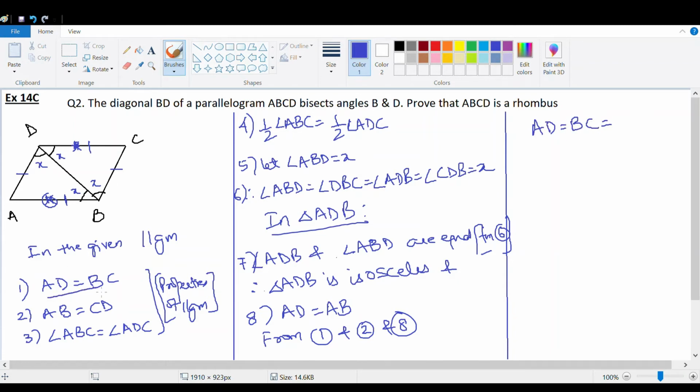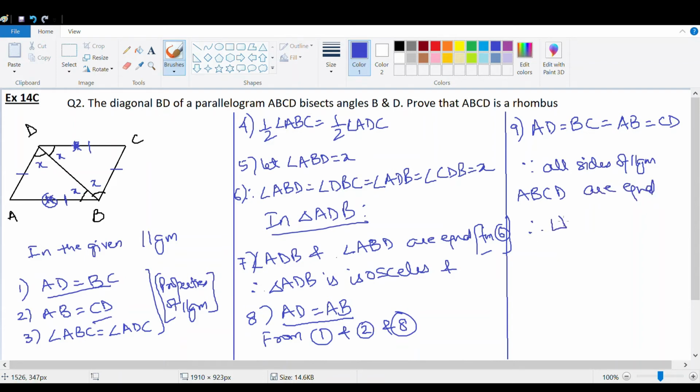AD is equal to BC, but we get AD is also equal to AB from 8, which is AB, and I know that AB is equal to CD. So this is equal to CD. So this is point number 9. Since all sides of parallelogram ABCD are equal, therefore quadrilateral ABCD is a rhombus.